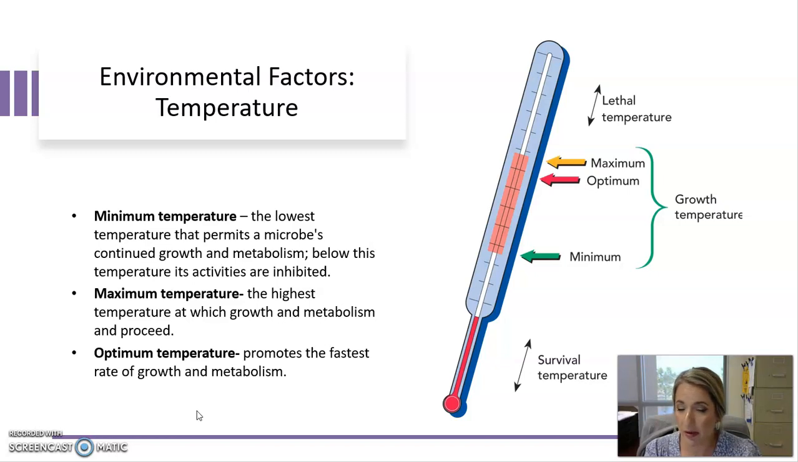Somewhere in between the minimum and maximum temperature, all bacteria have an optimum temperature, which is their preferred temperature. This is the temperature at which they would grow and divide at their fastest rate. Most, not all, but most bacteria tend to fall in an optimum temperature range of about 20 to 40 degrees Celsius. Most tend to prefer around 37 degrees Celsius, which is comparable to our internal body temperature. But optimum temperature is the temperature they prefer to grow and divide. At this temperature, they will grow and divide at the fastest rate.